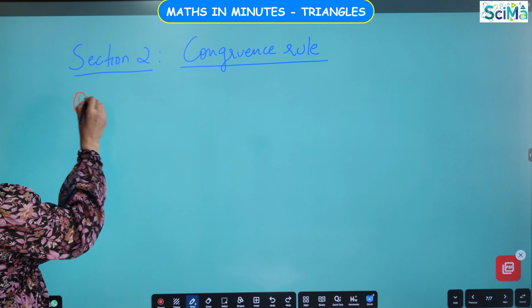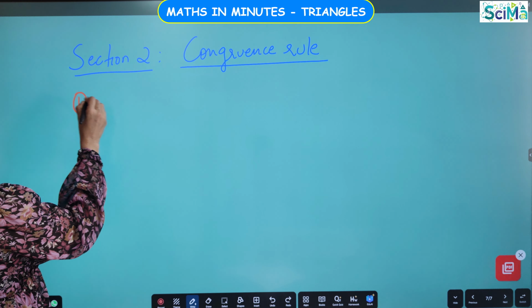Second rule, SAS, that is side, angle, side. If we take two triangles ABC and PQR, this side of one triangle is equal to a side of the other triangle, one more side is equal to another side of the other triangle, and the included angle. This is the included angle. You have to remember that the angle is in between the equal sides.